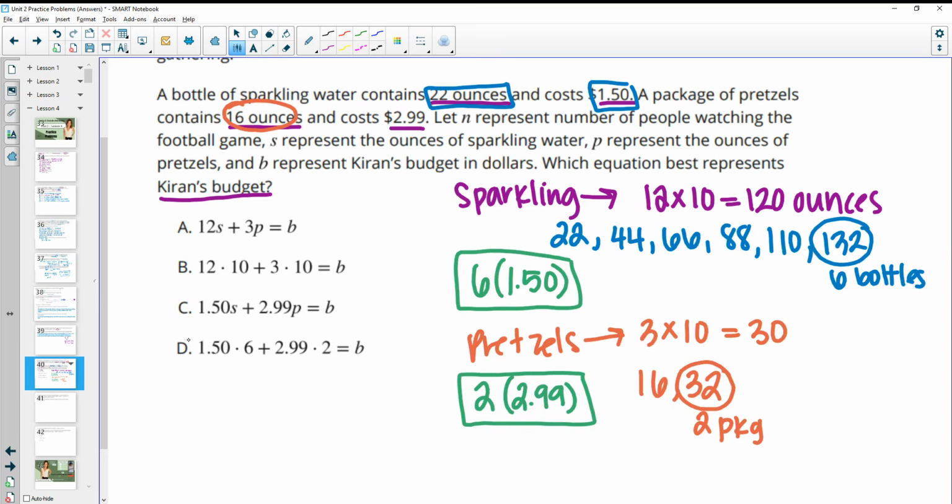So when we take a look here, that's going to be this bottom equation, $1.50 for 6 bottles of sparkling water, $2.99 for 2 packages of pretzels. That's our budget. In this one, I would say this one looks like it could work as well, except for this one is just the generic equation or the general equation where we know specifically how many sparkling waters and pretzels we need. If we didn't know how many people were coming, we would want to use part C. So if we didn't know the number of people, we'd use C, but we do know, so we can plan very specifically what we're going to do.